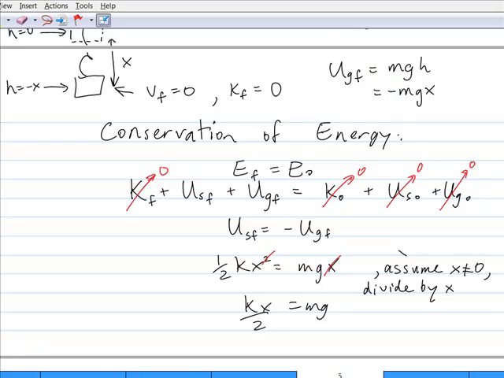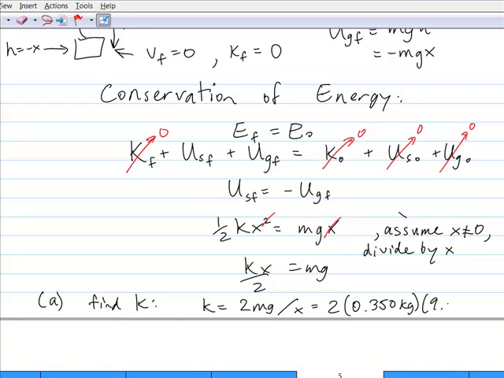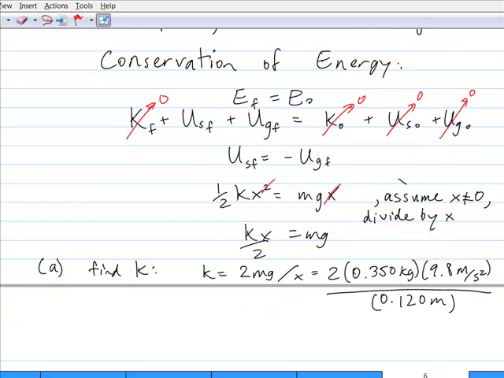Now the question asks, what is the spring constant of the system? So we're actually on part A of this question. It says find k. So we solve this for k, and we get that k equals 2mg divided by x, which is 2 times 0.350 kilograms times 9.8 meters per second squared, just going over the page break again, divided by 0.120 meters. So that should all work out.